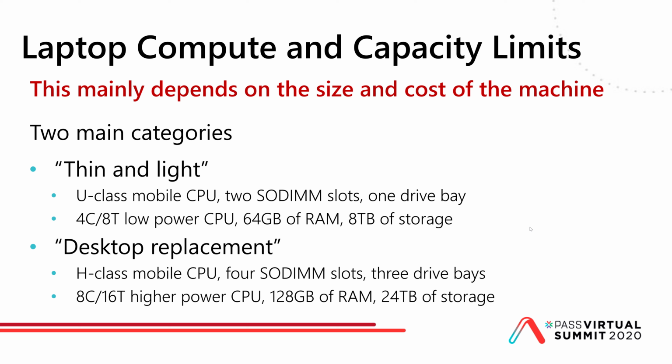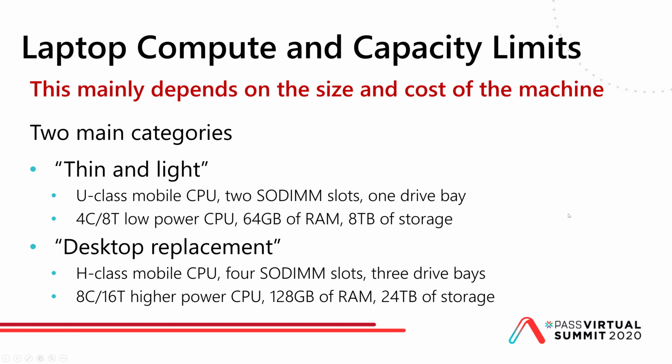internal storage. Now with desktop replacement laptops, you're going to have what's called an H-class mobile CPU that has a higher power draw, and it's going to have 4 memory slots in many cases, and even up to 3 internal drive bays. That's going to give you a lot more storage. Usually you're going to go up to 8 cores or 16 threads on the CPU, and you can go up to 128 gigs of RAM and have up to 24 terabytes of storage. So that's quite a bit. Of course, a machine with those specifications is going to be fairly expensive, but that's one possibility if you want to use a laptop for your lab.